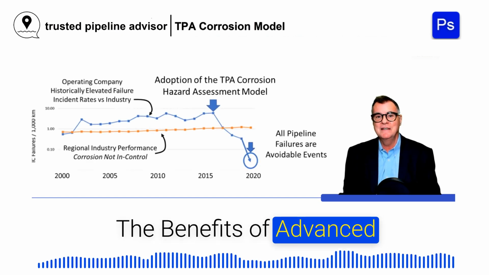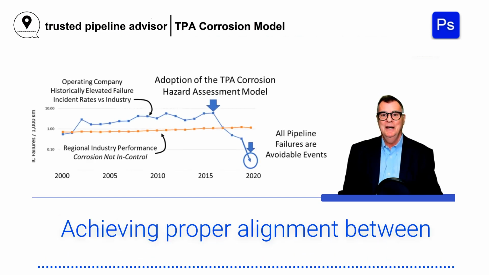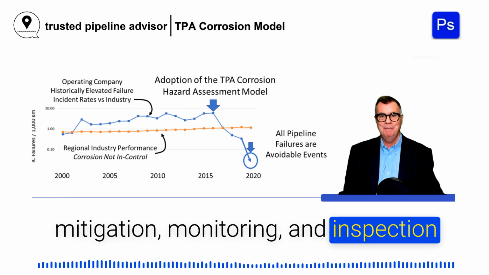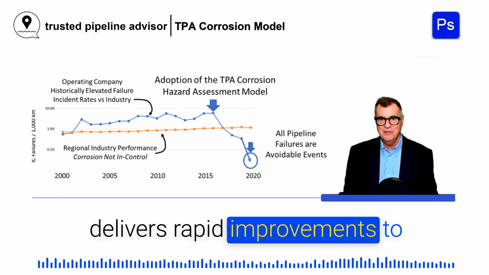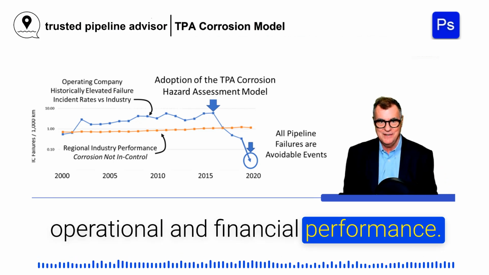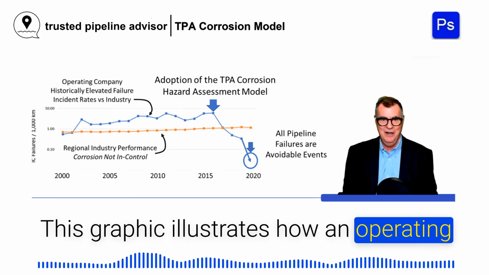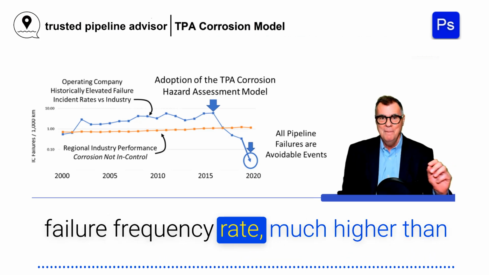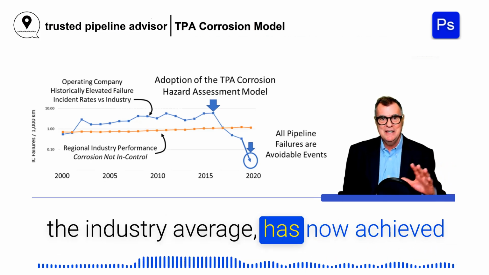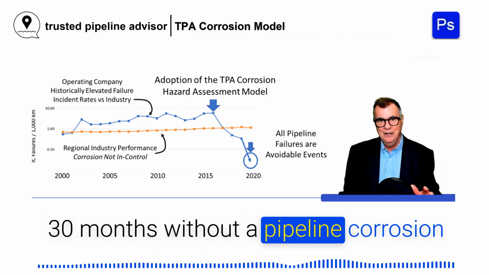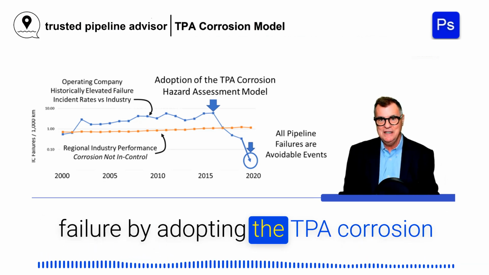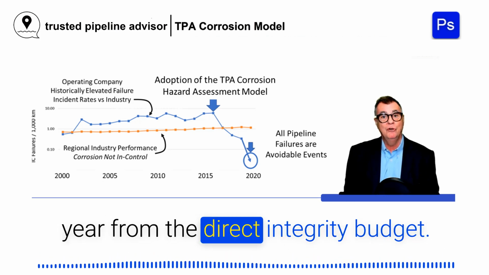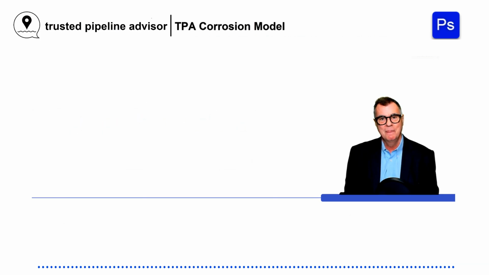The benefits of advanced corrosion models. Achieving proper alignment between the deployment of corrosion mitigation, monitoring, and inspection delivers rapid improvements to operational and financial performance. This graphic illustrates how an operating company with an industry-leading pipeline failure frequency rate, much higher than the industry average, has now achieved 30 months without a pipeline corrosion failure by adopting the TPA corrosion model, while dropping $6 million per year from the direct integrity budget.